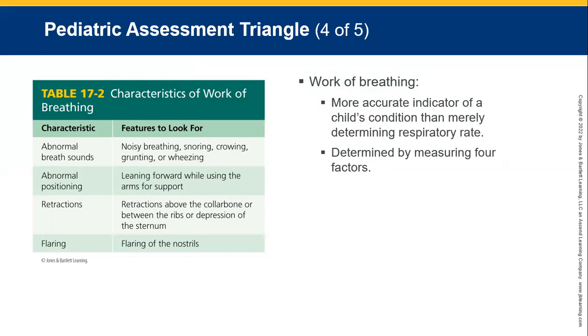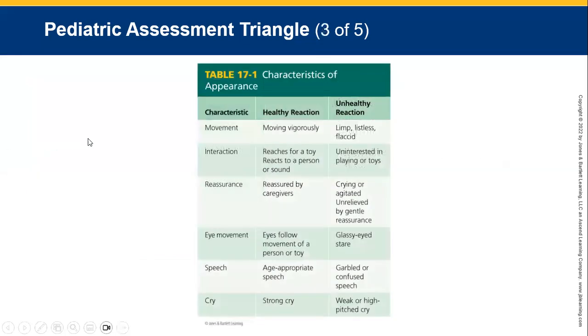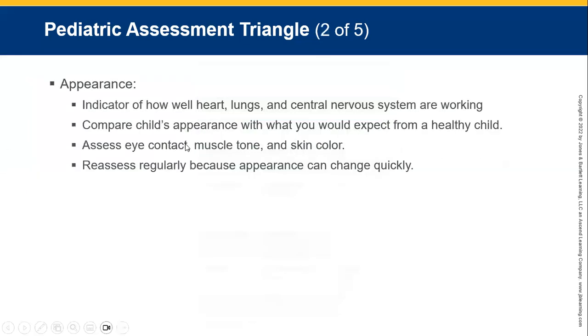Retractions above the collarbone, or when the ribs are depressed from the sternum, between the ribs and the sternum. Is it sucking in? Flaring of nostrils, where they're trying to take deep breaths through their nose. Remember, infants cannot breathe through their mouths.